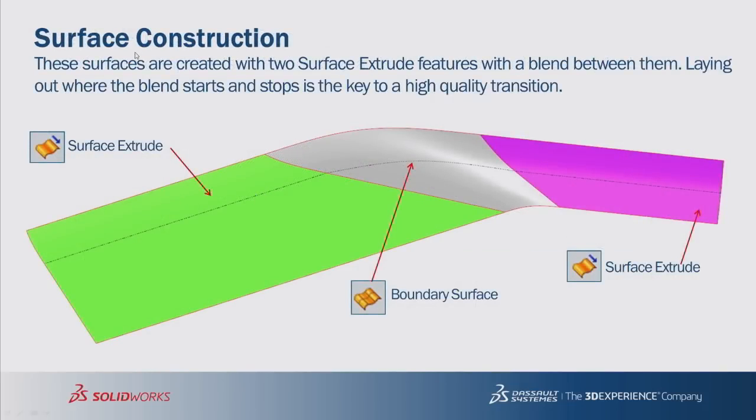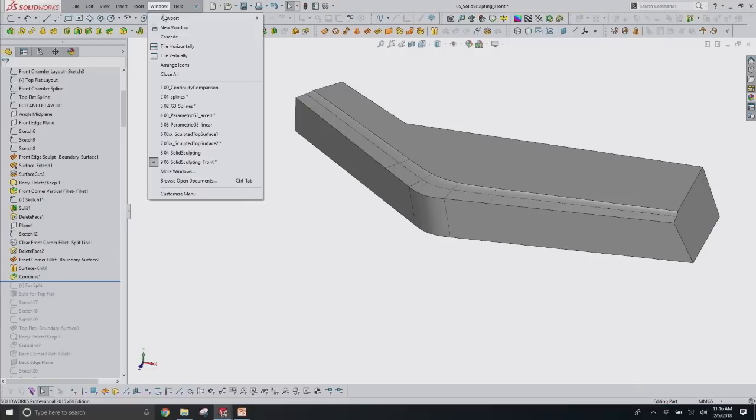It worked out. So the way I'm creating this rear face of the enclosure is with two surface extrude features, this guy, and then we're going to create the boundary surface that will create the blend or the transition between those faces. And getting out where the blend starts and stops, where these edges are, is the key to getting a nice high quality transition. So into SolidWorks here.